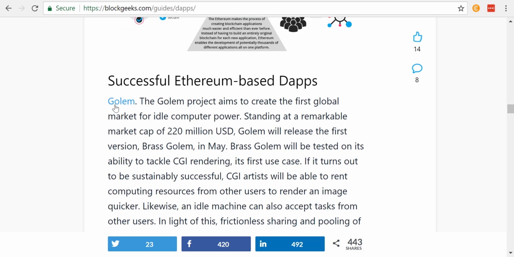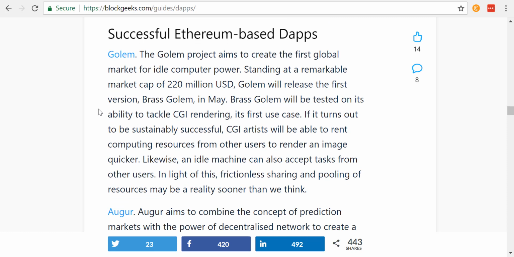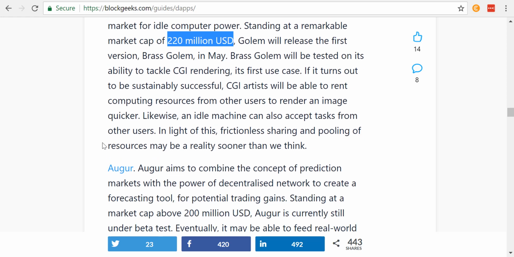Successful Ethereum-based dApps. Golem. The Golem project aims to create the first global market for idle computer power, standing at a remarkable market cap of 220 million USD. Golem will release the first version, Brass Golem, in May. Brass Golem will be tested on its ability to tackle CGI rendering. Its first use case, if it turns out to be sustainably successful: CGI artists will be able to rent computing resources from other users to render an image quicker. Likewise, an idle machine can also accept tasks from other users. In light of this, frictionless sharing and pooling of resources may be a reality sooner than we think.